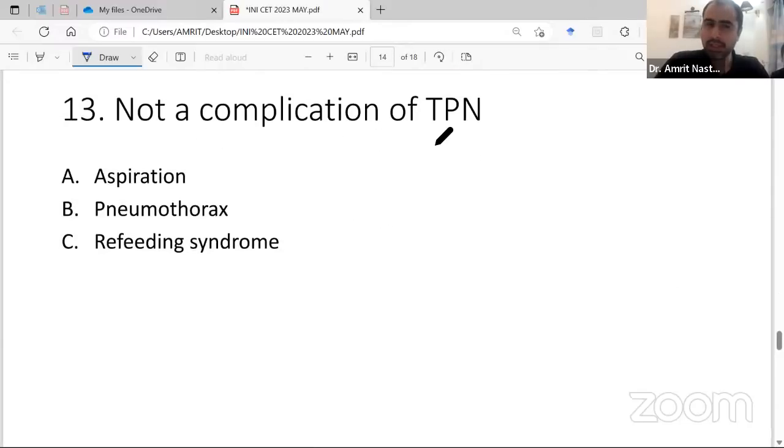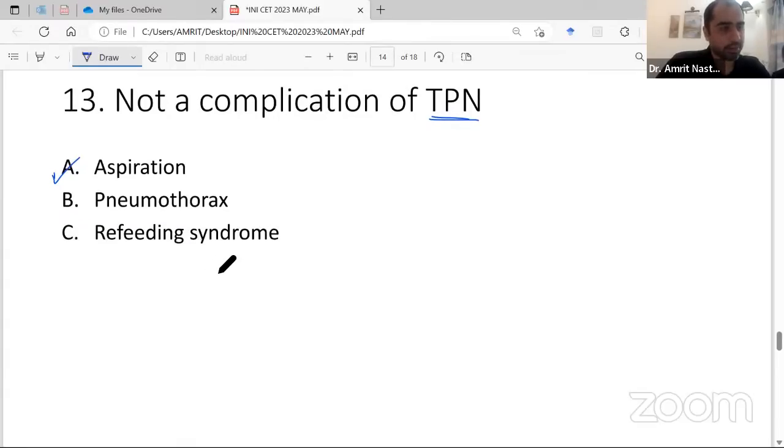This was an easy question, general surgery, not a complication of TPN. Answer is aspiration. Obviously, aspiration will be seen in nasogastric feeds. It's not going to be seen in TPN. Other options were related to technique or refeeding syndrome. All right.